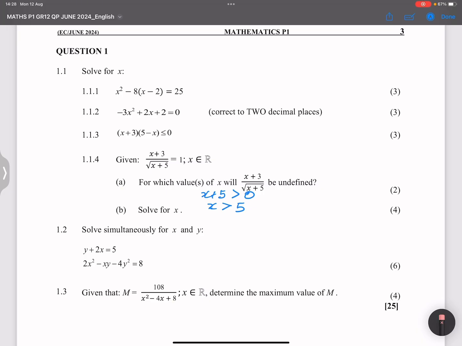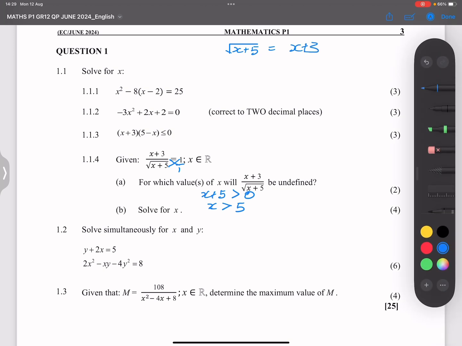So we're going to take that expression, and we're going to say, right, we've got x plus 3. Now note, in this case, this is 1 over 1, so we can cross multiply, right? So x plus 3 would be the square root of x plus 5, right? In fact, let me just swap them around. The square root of x plus 5 would be equal to x plus 3, right?